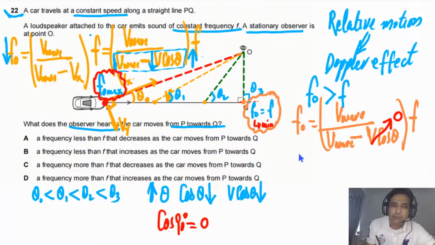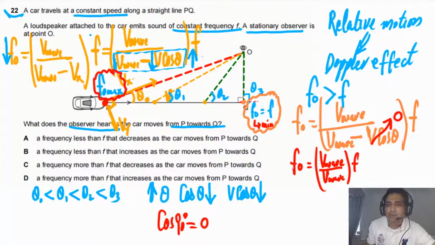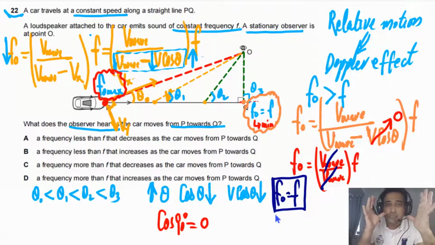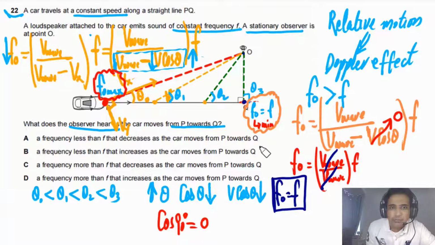Now you can see from here that f observed is simply equal to v, the speed of the sound, divided by the speed of the sound, multiplied by f. So in this case, they cancel. We got f observed equal to f, a beautiful point. This is simply telling us that if there is no relative motion between source and observer, there is no Doppler effect. Now let's try to summarize what we have discussed about the Doppler effect.